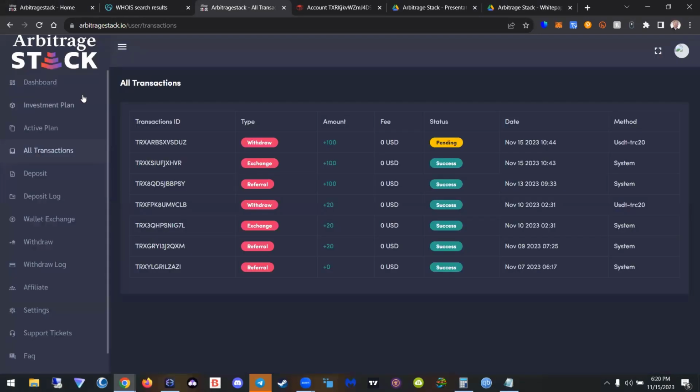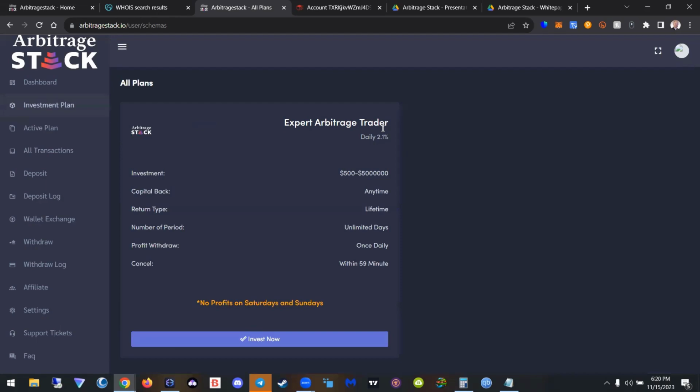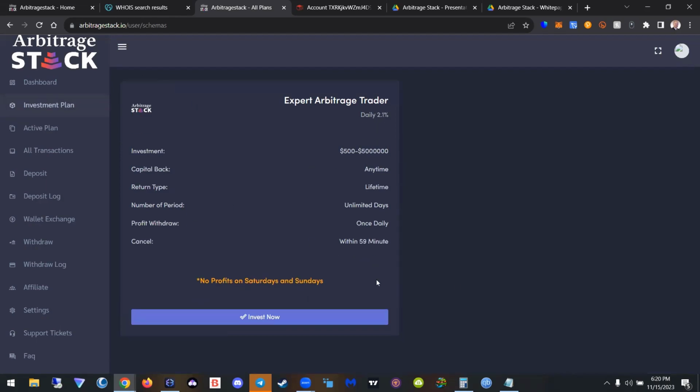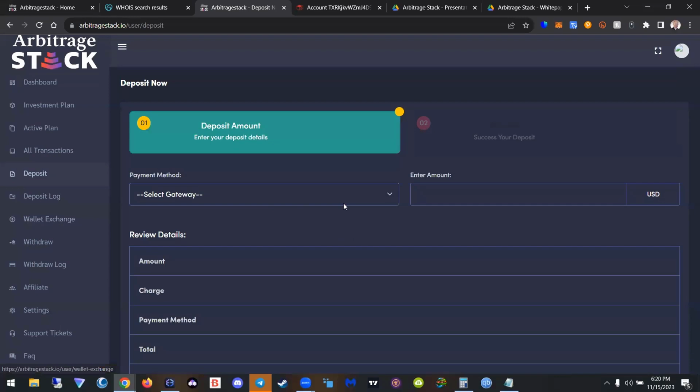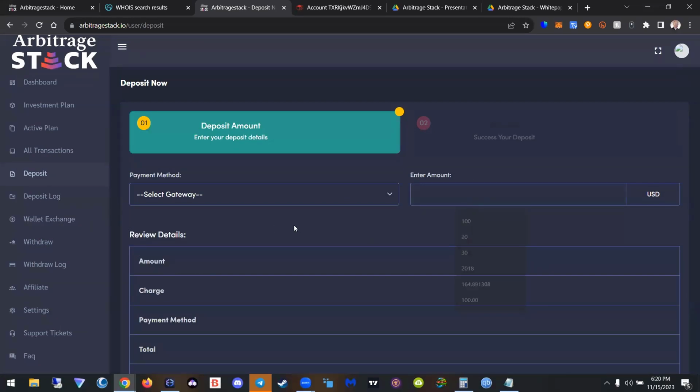Let me log in back over here. You've got the dashboard, which has your total deposits. Again, I haven't deposited a penny. Investment plan is what investment plans you can choose from. Right now, it's the Expert Arbitrage Daily 2.1% profit, and it shows you all of your transactions, how you deposit funds, your deposit log. So basically, you just select the coin or token that you want to use, enter the amount, and then it's going to give you the address to send your funds to. You send it to that address, and boom, it's in your account.